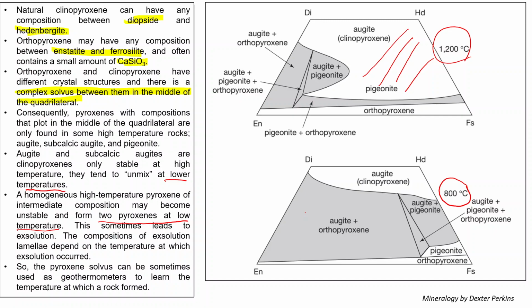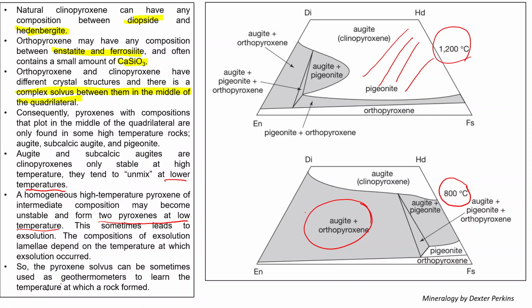At still lower temperature, you can see the zone of unmixing has increased. So here: augite plus OPX, augite plus pigeonite, augite, pigeonite, orthopyroxene, pigeonite. These stable phases are now smaller, while the unmixed exsolved pyroxenes become more. So the pyroxene exsolutions can sometimes be used as geothermometers to learn the temperature at which the rock formed.